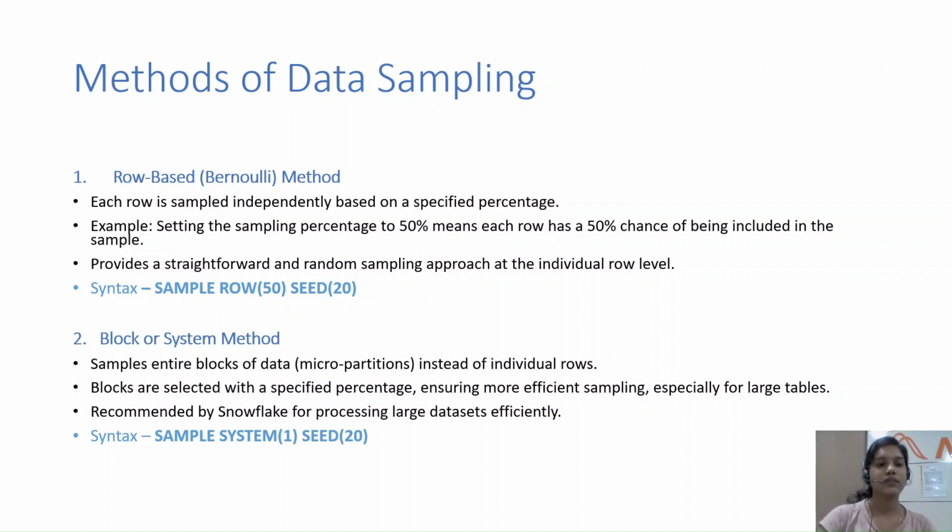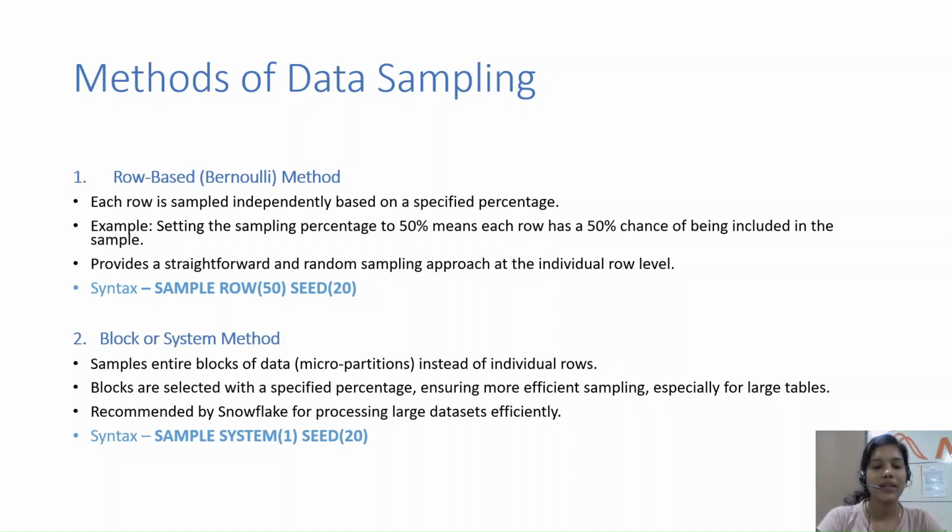The syntax is SAMPLE ROW, then we mention the percentage, like here it has a 50% chance of getting selected in the sample, and seed helps you to reproduce the sample if you again want to reproduce the same set of data. And the second approach is the block or system method.